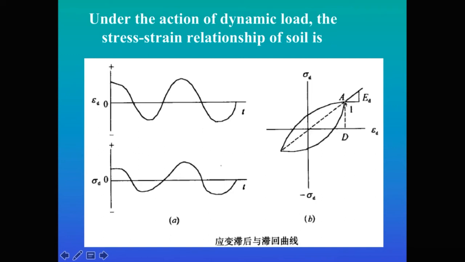From the original point to the end of this loop, we connect a line, and this line gives the elastic or deformation modulus of the soil under dynamic load. This modulus describes the average modulus of the soil under dynamic load. The area inside the loop describes the energy dissipation during one load cycle.